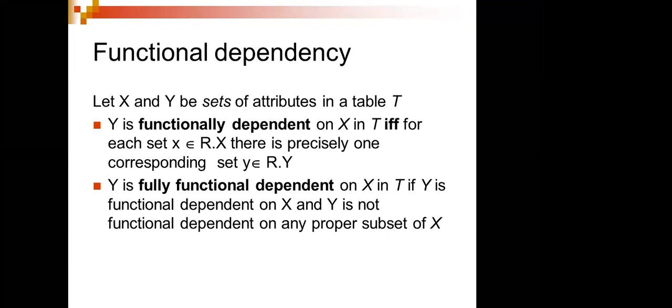Y is functionally dependent on X in T if and only if for each set X belonging to R, there is precisely one corresponding set Y belonging to R. That means R is what? Here it is a relation. The components of X, whatever we have, should belong to some relation. So it is from a set. When it is a set, then only we can say Y depends on X.